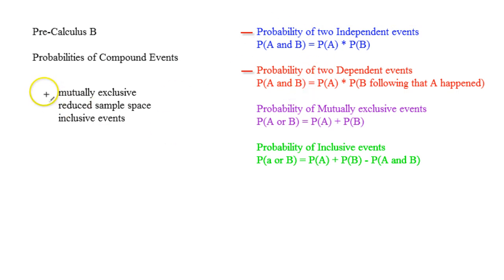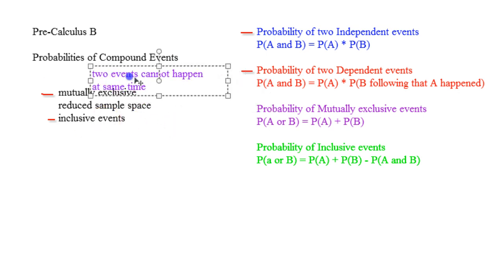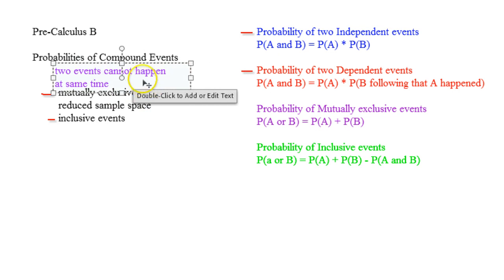What we're going to talk about first is some of our vocab, and that's going to be mutually exclusive and inclusive. There are times where two events cannot happen at the same time, so that is going to be called mutually exclusive. Two events cannot happen at the same time. Also, a reminder about how that works: if you were able to make a Venn diagram and they have no intersection, that would be mutually exclusive.